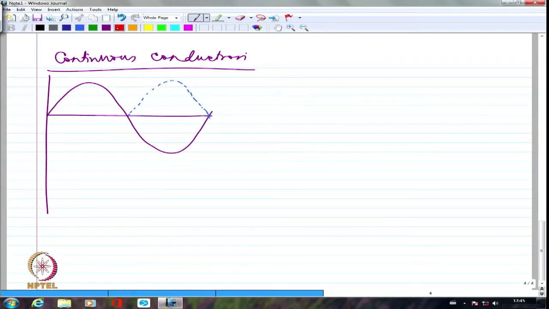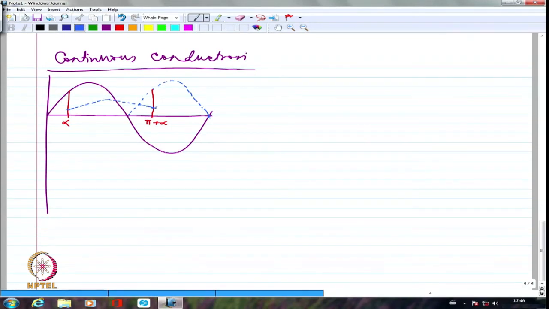Let me choose again a firing angle, some alpha, and let me say this is pi plus alpha. Now, the current is starting from some non-zero value. So it is going to increase maybe until some point, I don't know, and then it will start decreasing. It is not linear, obviously it will be exponential, in the RL circuit.